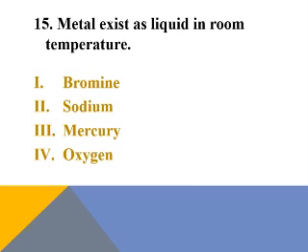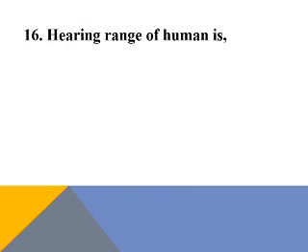Okay, let's turn into 16th question. Hearing range of human is. Hearing range differ from animal to animal. In human, it is 20 Hz to 20,000 Hz. So answer is second one.